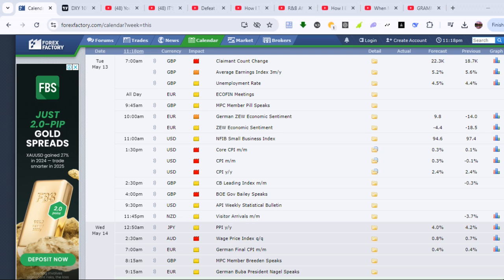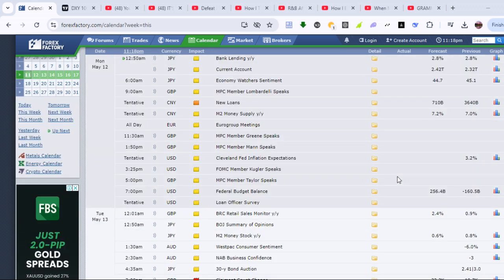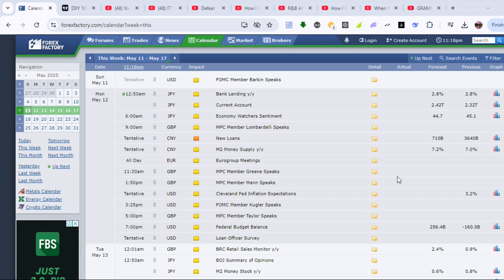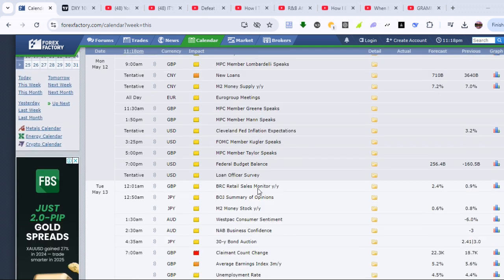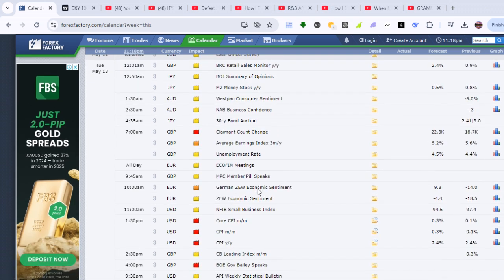What we do have, as we've been looking at through other weeks: dollar strength, euro neutral to weak, the pound weak, neutral to bullish. We have the CAD kind of neutral, the Swiss kind of bearish, the yen bearish, and then we have this for the week.